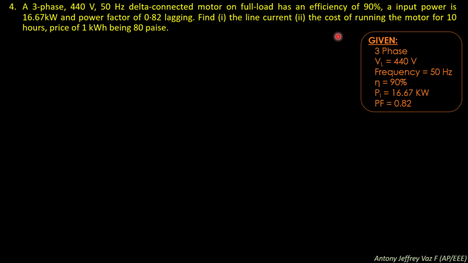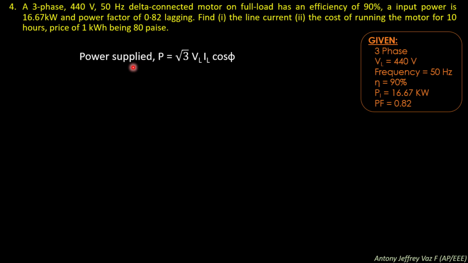So the given data are the supply is 3-phase and the line voltage is 440 volt and the frequency is 50 Hz and efficiency of the motor is 90% and the power input to the motor is 16.67 kilowatt and the power factor is 0.82 lagging. And another thing to notice, the supply configuration is connected in delta.